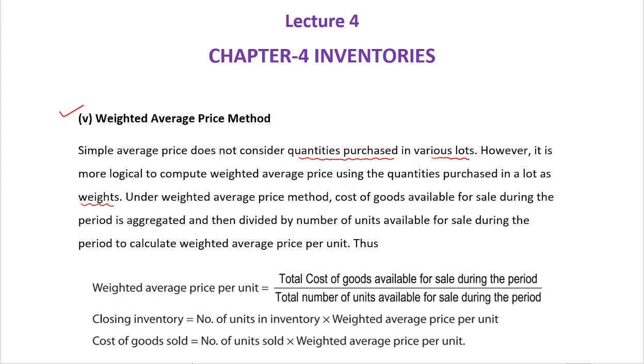Under weighted average price method, cost of goods available for sale during the period is totaled, that is aggregated, and then divided by the number of units available for sale during that period, to calculate weighted average price per unit. Thus, weighted average price per unit equals total cost of goods available for sale during the year divided by total number of units available for sale during the year.